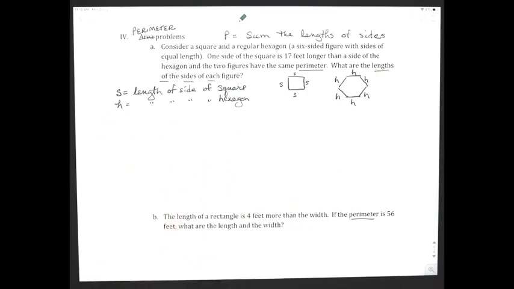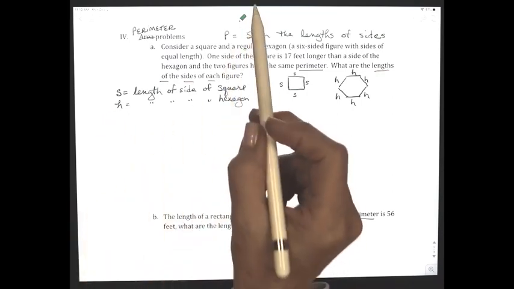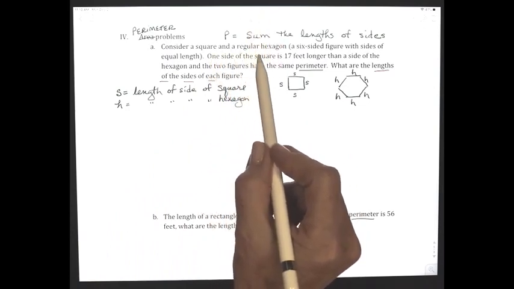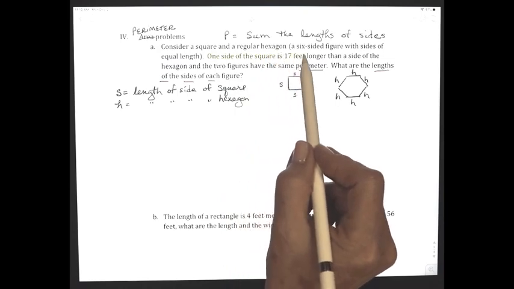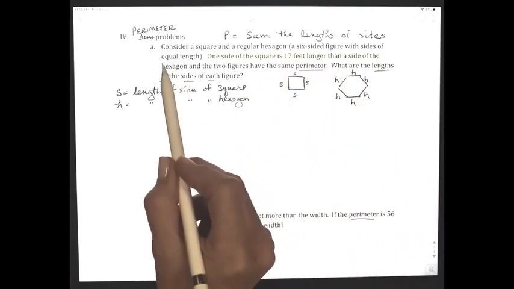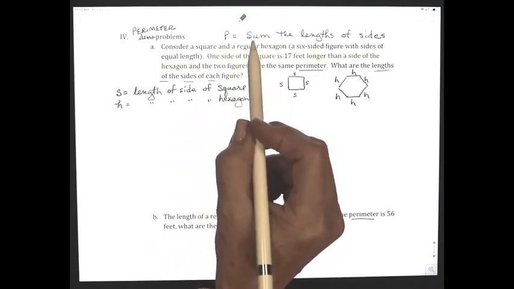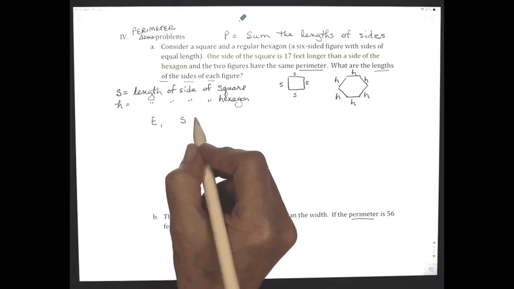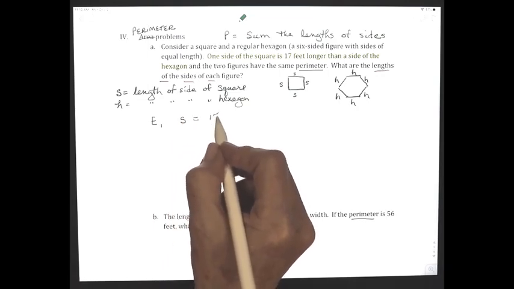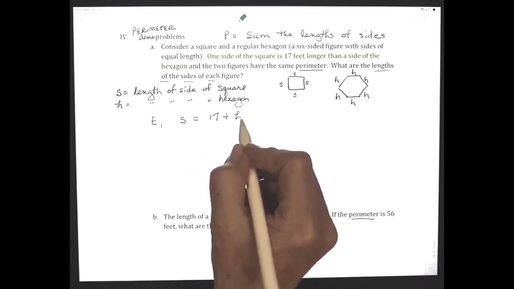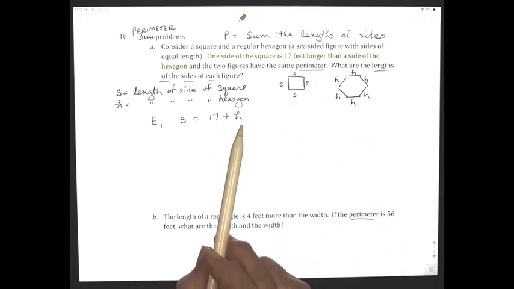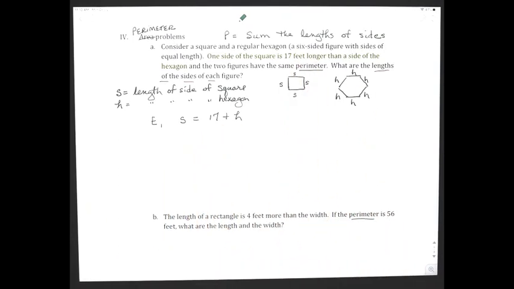Now let's go back and see if we can get some equations. And I think I see some information here that might be helpful. One side of the square is 17 feet longer than a side of the hexagon. So I'm going to use that little sentence right there to get equation number one. So longer than here means I'm going to add 17 feet to the side of the hexagon, and it will equal the length of the side of the square. So there's equation number one.